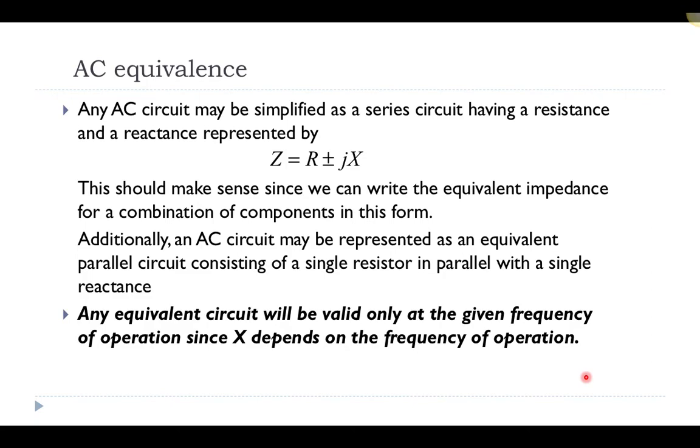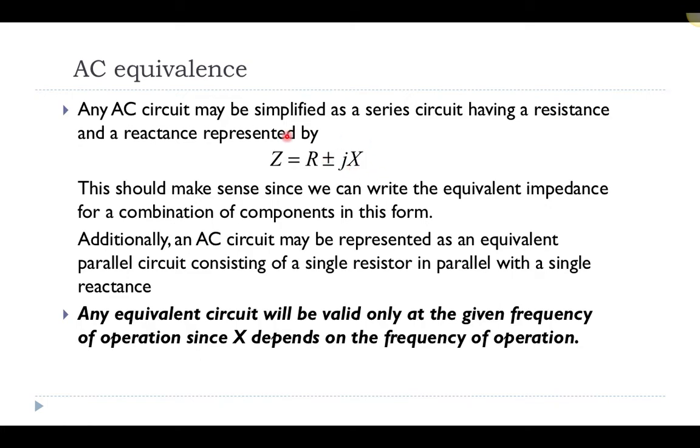So basically any AC circuit can be simplified as a series circuit that has a resistance and a reactance component. In general, we already have done this where we take components that might be connected in series and parallel and we reduce it down to some overall impedance. That overall impedance would have some resistance associated with it and then some reactive component associated with it. And in general, we can write the total impedance as that resistance plus or minus that reactive component.